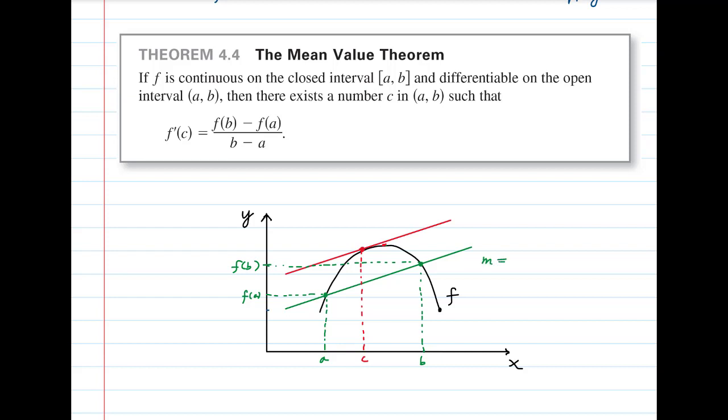If I write the slope of this secant line, the rise over run, the difference of the y divided by the difference of the x, you have f of b minus f of a divided by b minus a. That is the slope of that secant line right there. Well, the mean value theorem guarantees that there is some value c between a and b such that the derivative of f at that c is equal to that slope of the secant line. In other words, that quotient right there, f of b minus f of a over b minus a. So that is the mean value theorem.